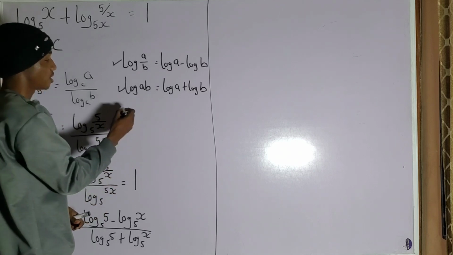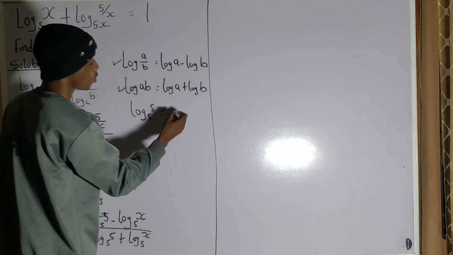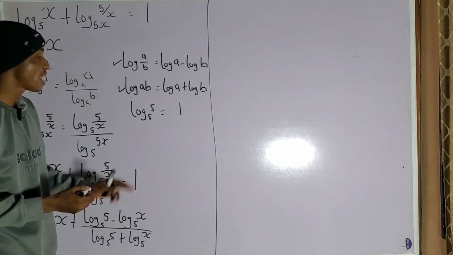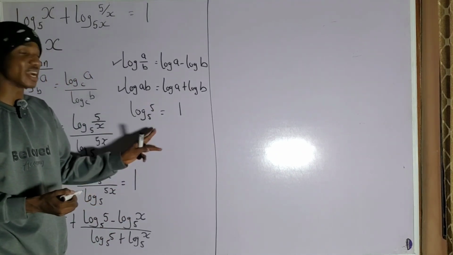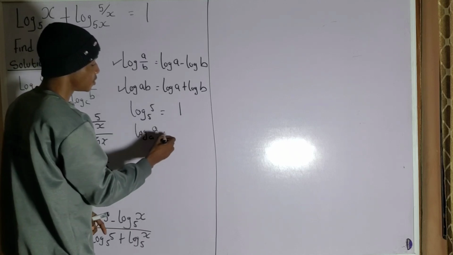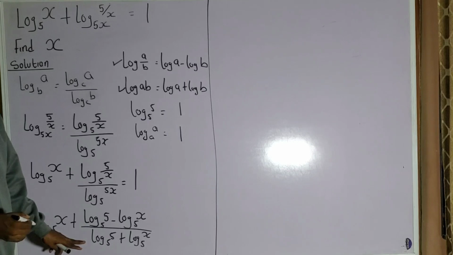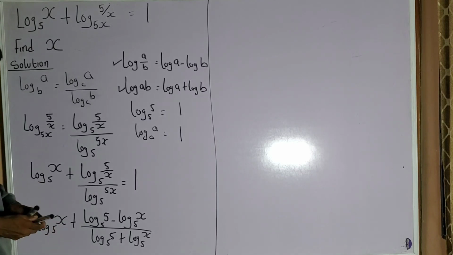Okay? There is another law of logarithm. If you have logarithm of a number to the same base, this will be equals to what? 1. That is, when a number is logged to its base, the answer is 1. So that means if I have log a base a, this will be equals to what? 1. Now I'm going to use these properties here and here. Do you understand? So let us proceed.